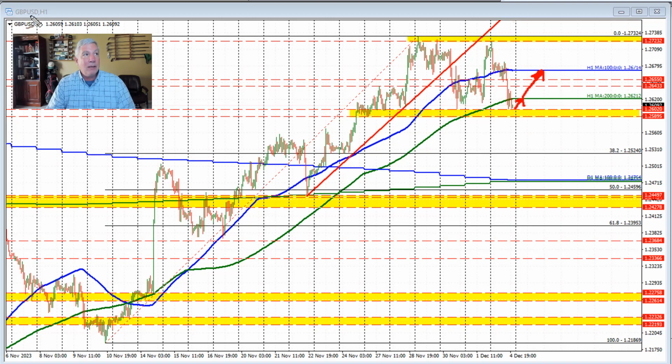So there you have it, a more detailed look at the sterling versus US dollar by focusing on the shorter term hourly chart and what traders might be looking at, not only today, but going forward for this pair. So be aware, be prepared.